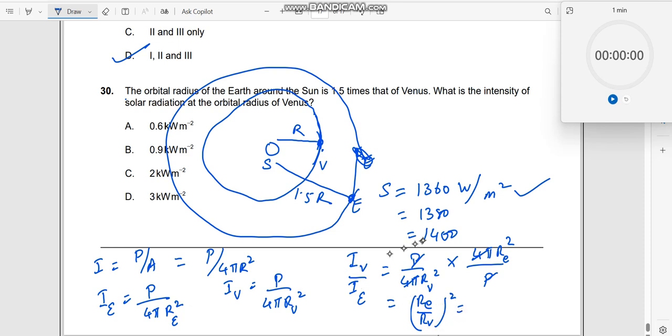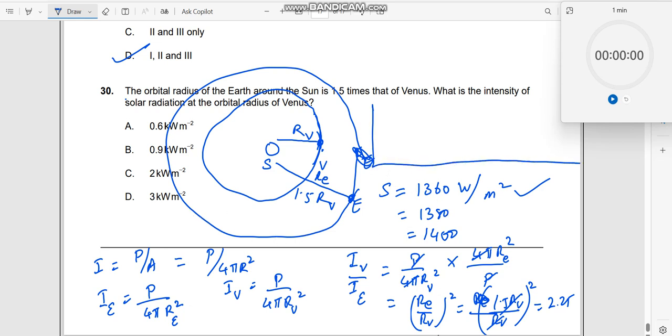Now what have we got? This is your RV and this is your 1.5 times RV. So I will substitute RE as 1.5 times RV divided by RV the whole square. RV cancels, you get 1.5 square, which is 2.25. So IV by IE is equal to 2.25, but this does not answer anything yet.